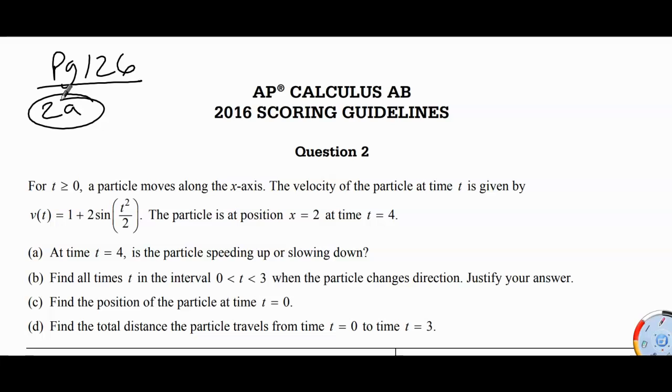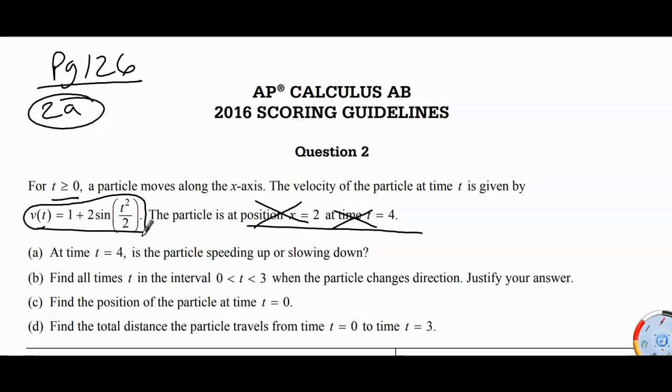For a particle moving on the x-axis, time is always greater than or equal to 0. The velocity of the particle is given by this function here. And the particle is at position 2 when time equals 4. Now, the only thing that we really care about here is the velocity. We're not going to use the position stuff on this. That's for other parts of this FRQ. We're going to really be making some pretty good use of this thing here.